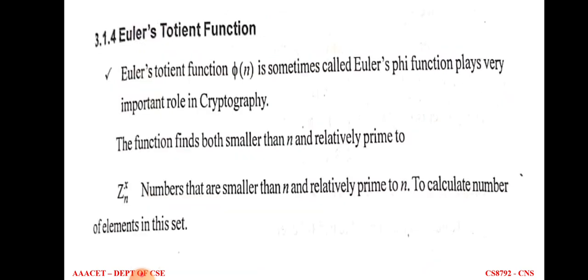So the next important concept or topic is Euler's totient function. This function is denoted by phi of n, and it is sometimes called Euler's phi function.